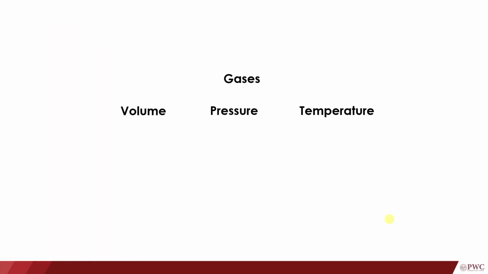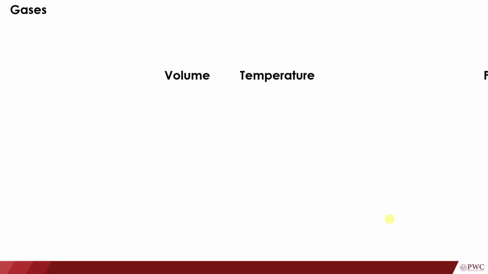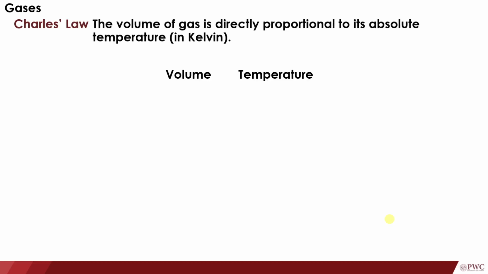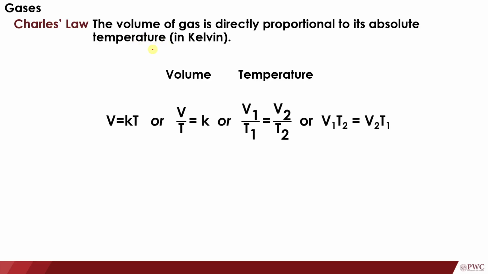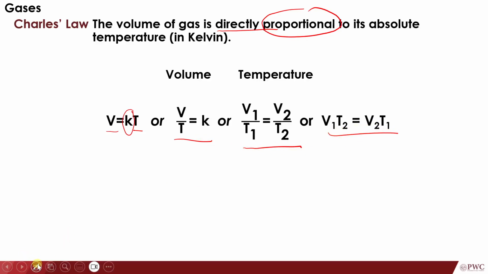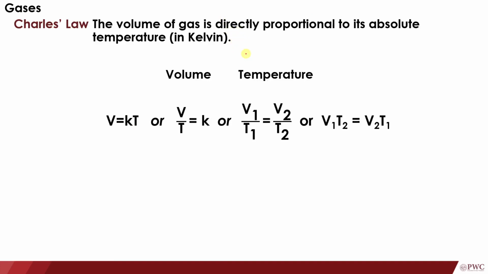Let's proceed to the next law that is describing the relationship of volume and temperature. We have Charles's law. The volume of a gas is directly proportional to its absolute temperature in Kelvin. Now from this one we can get this formula. Again, the volume is directly proportional to its temperature. Again, here we have the constant of proportionality because this one has a proportional relationship. Then again, from this we can derive this formula, or we can have this one, or we can have this one.